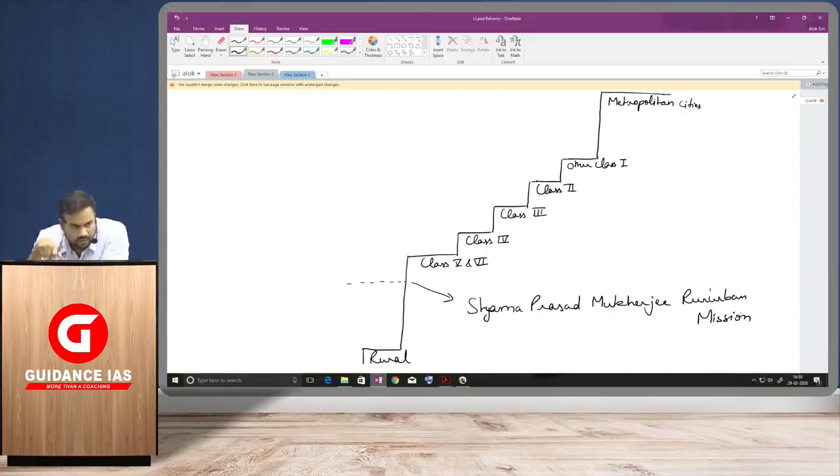PURA is part of this. So it is essentially what? Through the Shyama Prasad Mukherjee Rurban Mission, what are we doing? We are identifying village clusters. For each of the village clusters, in the central villages there will be establishment of agro-based industries. Agro-based industries, processing units would be established. So what we are doing is trying to force this process of change.